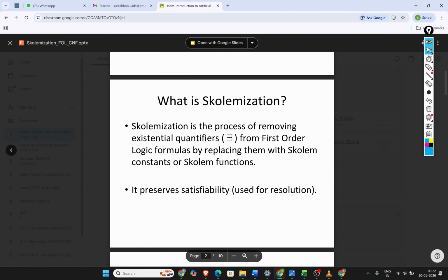So one of the important concepts in first order logic is Skolemization. So what is Skolemization? We already have one lab program for this one. Skolemization is the process of removing existential quantifiers.